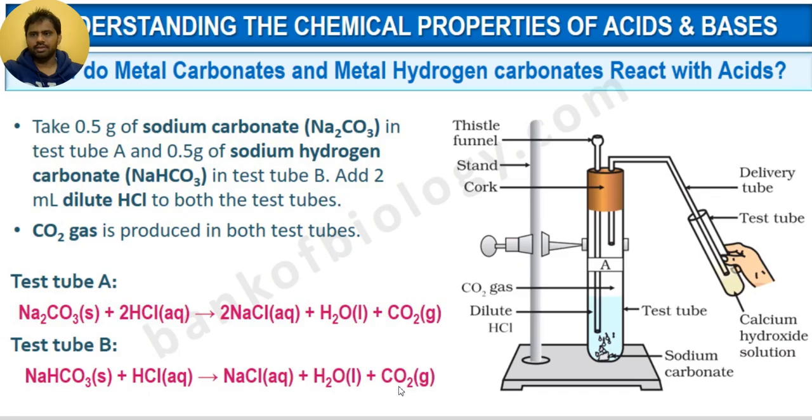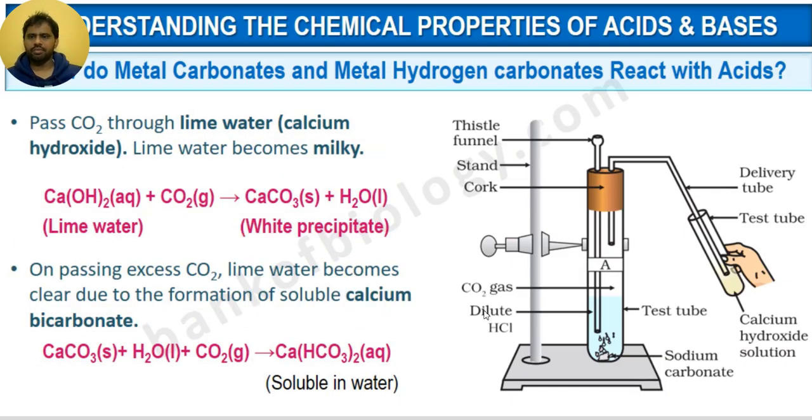Now, how do we test the CO2 gas? Carbon dioxide gas has a very simple test. It turns lime water milky. So CO2 gas turns lime water milky. Now let's pass CO2 through lime water. Lime water is calcium hydroxide solution. Through this, CO2 gas is passed and it turns the lime water milky. Lime water is Ca(OH)2, aqueous. Calcium hydroxide solution Ca(OH)2 is known as lime water.